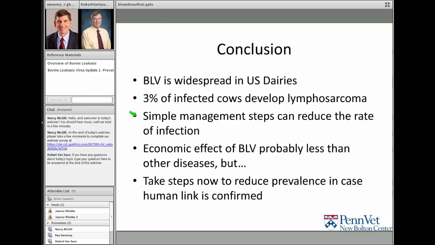There are some fairly simple and cost-effective management steps that can be taken to reduce the rate of infection, which involves reducing exposure of young calves to older infected cows and preventing blood exchange between animals. And right now, the economic effect of BLV is probably less than the other major diseases we deal with, such as BVD, Johne's, mastitis, and lameness. However, if the link to human disease is confirmed, we really should be taking steps now to reduce the prevalence on our farms so that we're really poised to totally eradicate it if need be when that becomes necessary.